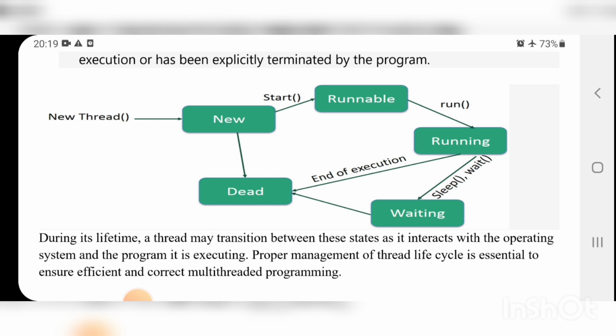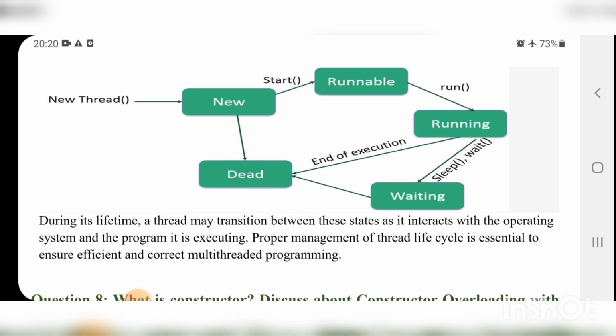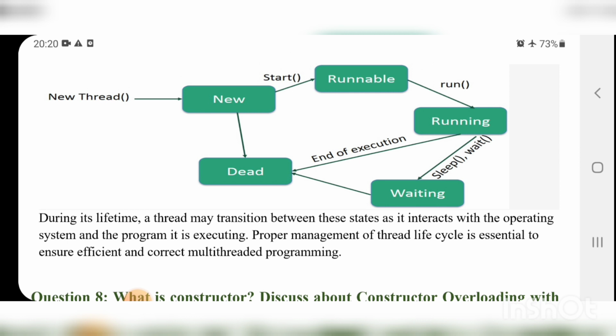Third one is the running state. To enter the running state, the method used is the run method. At that time the thread starts running, or starts executing. So code execution starts in the running state. Next one is the blocked state, or we can say the waiting state.